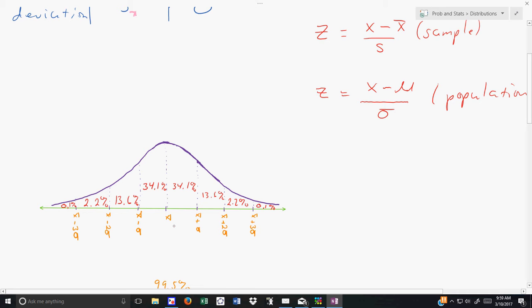All right. So this is one standard deviation above and one standard deviation below. This is one standard deviation above. This is one standard deviation below. And about 34%, 34.1, of the data will fall one standard deviation above and one standard deviation below.